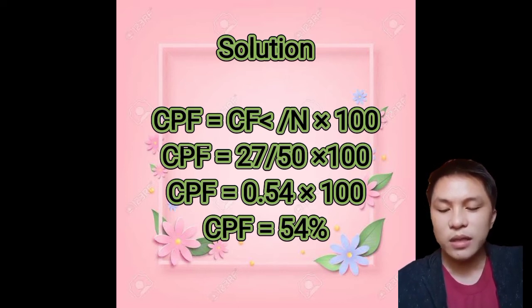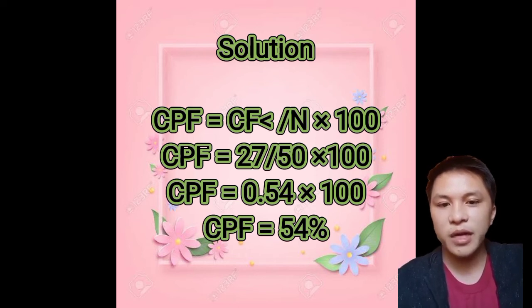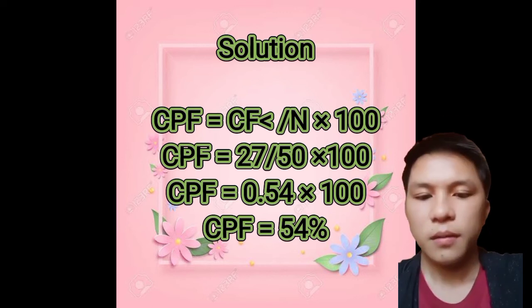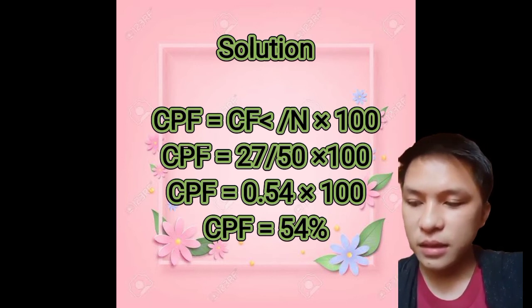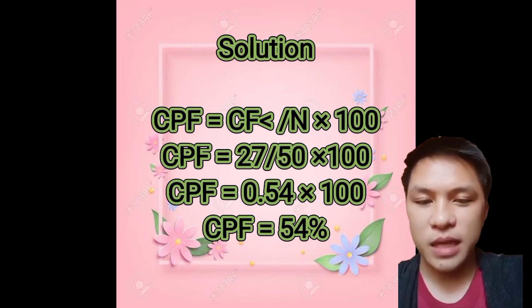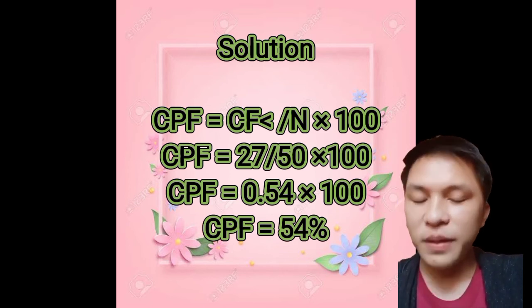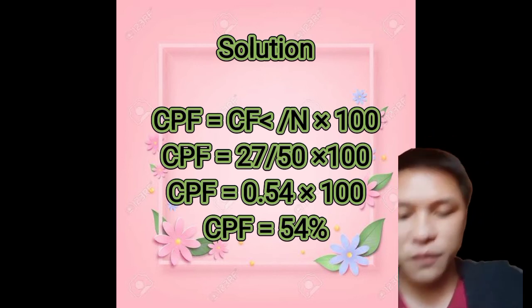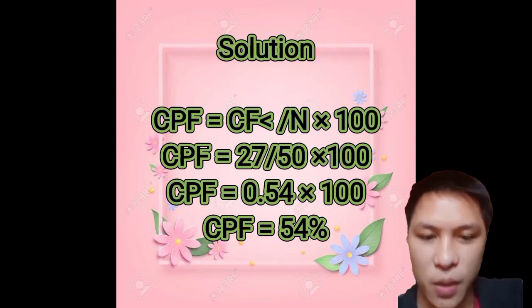CPF equals 27 divided by 50 equals 0.54 times 100, so CPF is equal to 54%. From this example, it means that 54% of the cases obtained a score of 75 or below.